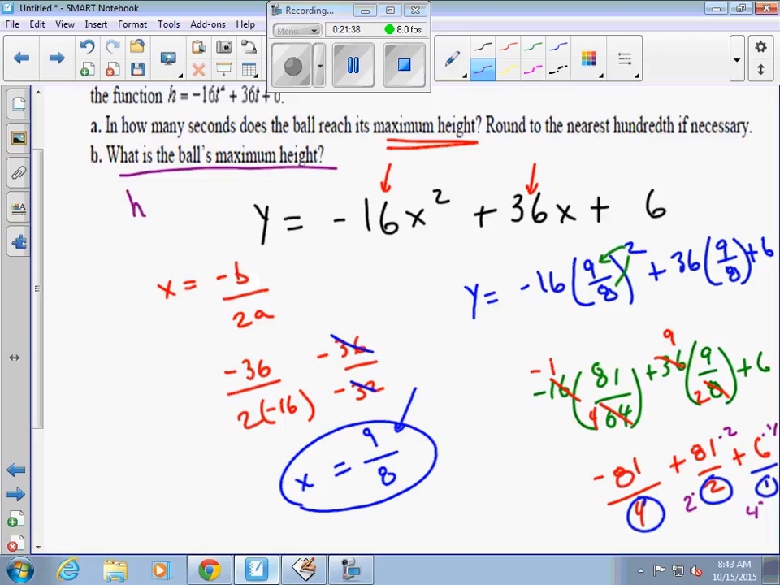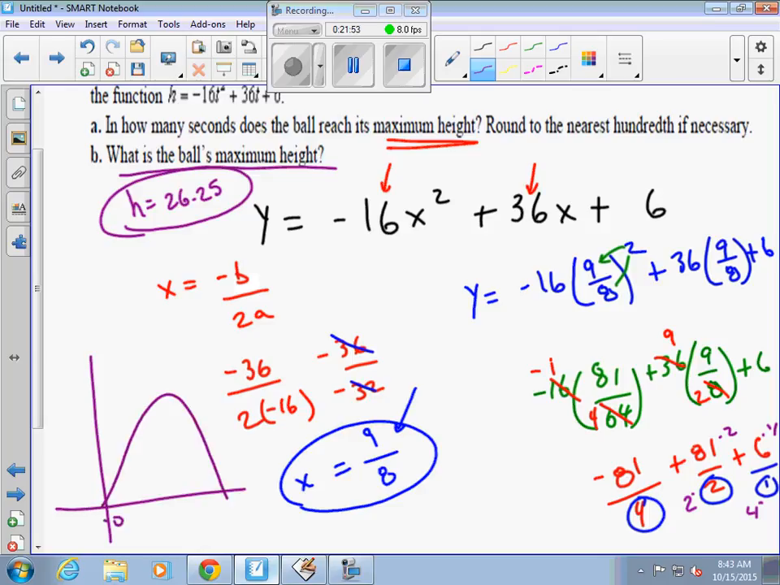So the answer to the question, what is the ball's maximum height? That maximum height is 26.25 feet. And again, as you're looking at a picture of that mathematically, that little man is standing right here at 0, and he throws the ball and it goes up like that. We said that at an x value of 9/8 is where it reaches its maximum height. So that's what created the line of symmetry. And the maximum height we just found was 26.25 feet.